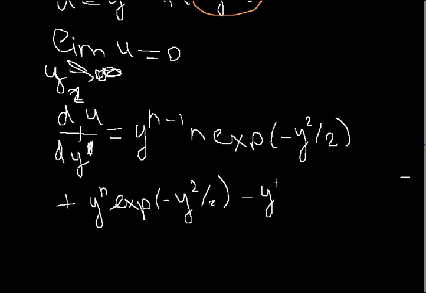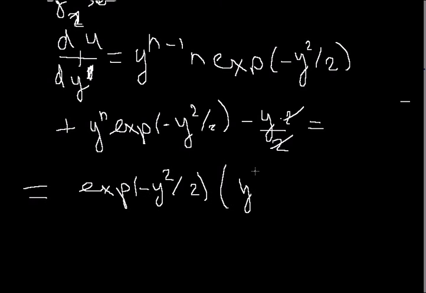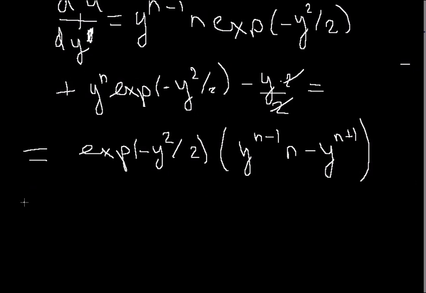minus y over 2, and I have found the derivative from this function. And let's rewrite it in the following form: y^(n-1), n minus 1 plus 1, and let's find the derivative from this function.